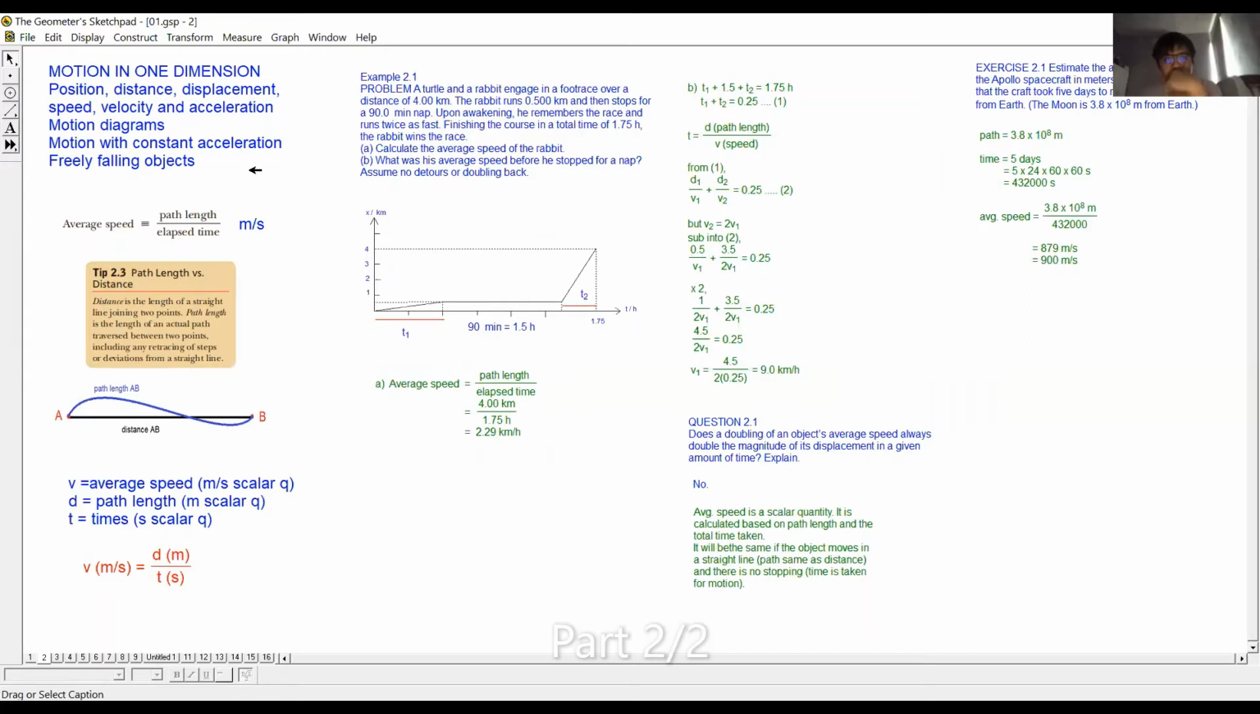We are going to look at velocity and speed. Velocity has direction. Speed has no direction. So velocity is a vector quantity. Speed is a scalar quantity. How you define velocity and how you define speed, we are going to look at different examples to illustrate.